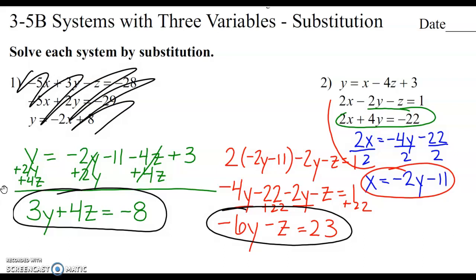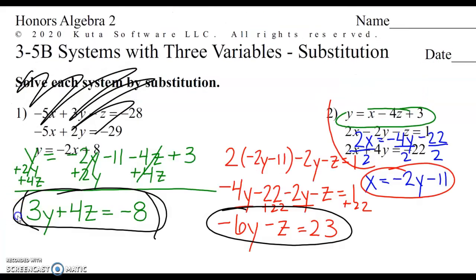So here we are with our 2 equations, and we go through elimination just like we did before. So these are going to be our 2 equations. I can either go for opposite y's or opposite z's. Kind of a toss-up here. I'm going to go with the y's. The opposite of negative 6 is positive 6. So I can multiply by 2. So 2 times 3y gives me 6y. 2 times 4z gives me 8z.